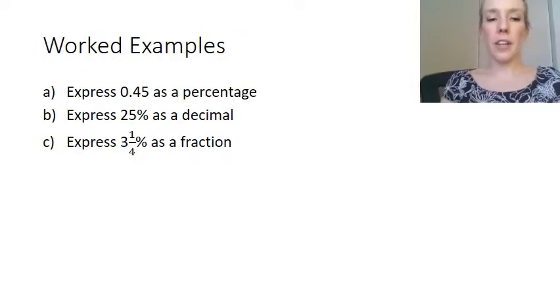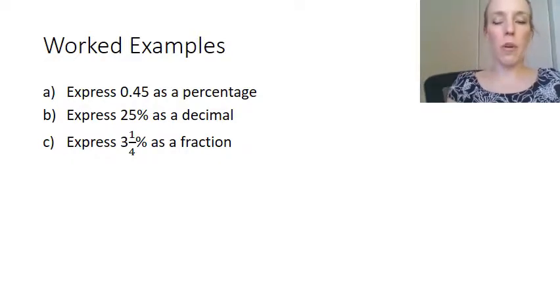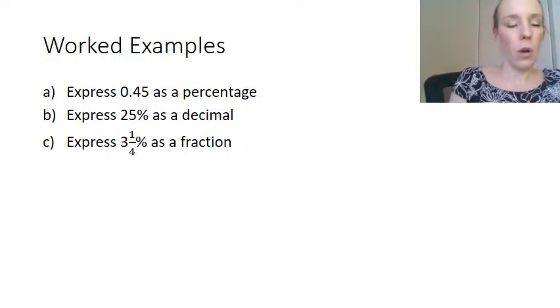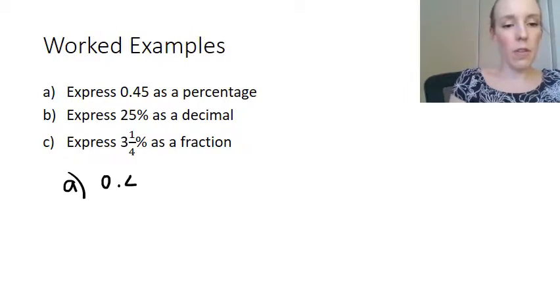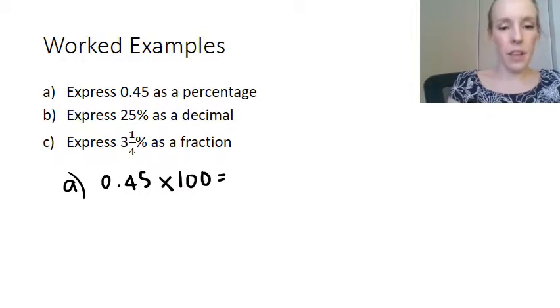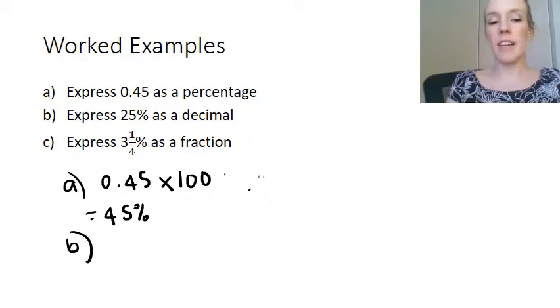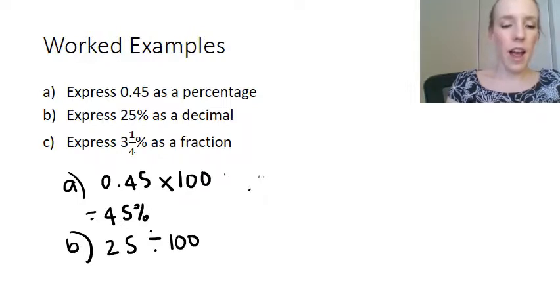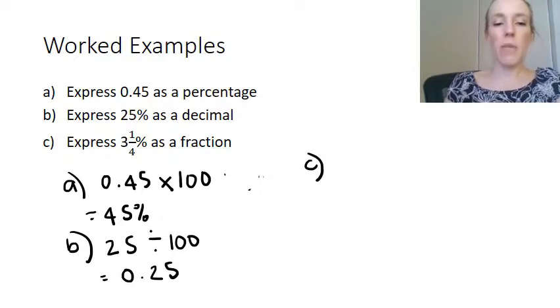Okay, so let's just do some worked examples here. For the first one, I'm going to express 0.45 as a percentage. All we have to do, remember, is multiply by 100. So that equals, oh sorry, that should not be across the page, that should be down below. I'll set that out properly. So that will equal 45% for our first one there. For B, express 25% as a decimal. All we have to do is divide 25% by 100, and that will equal 0.25. There we go.